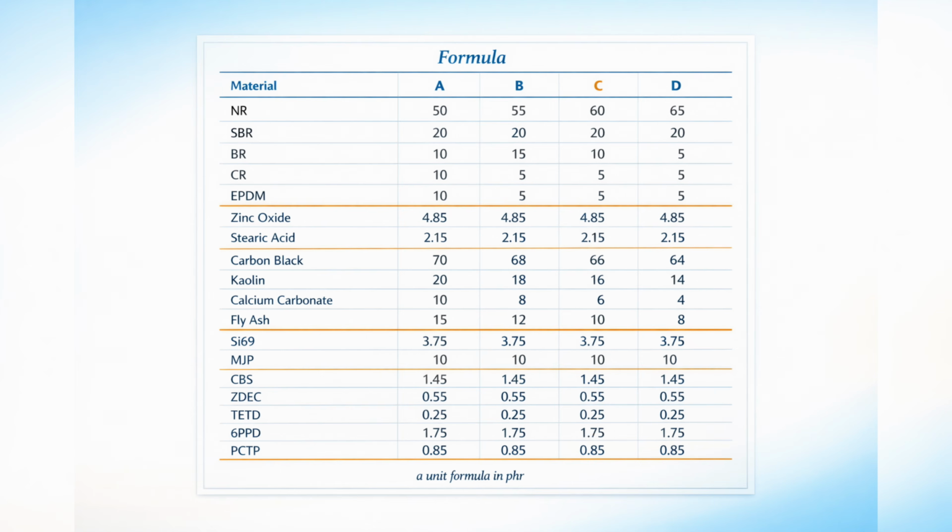Now, here's something important to remember. If a formulation contains more than one polymer, the 100 parts refers to the total rubber content. For example, if you have a blend of natural rubber and SBR, you might see something like NR 60, SBR 40. Together, they equal 100 parts of rubber. Every other ingredient in the formulation is calculated relative to that combined rubber content.